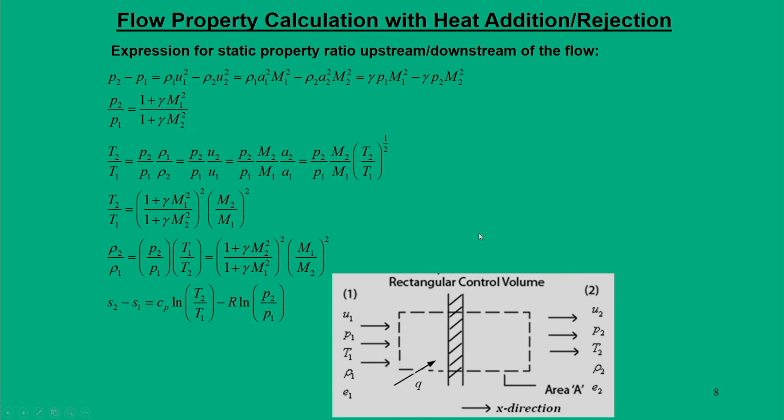So, this is the first step, and the next step is to look at the flow property calculations, and here we will deal with the static property ratios. By static property ratio I mean P2 by P1, T2 by T1 and rho 2 by rho 1. To start with the static property ratio, we have to consider the momentum equation.